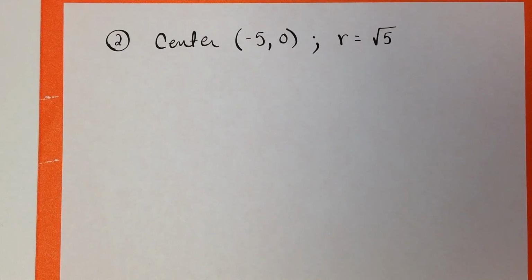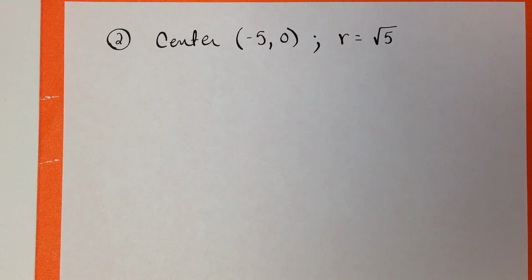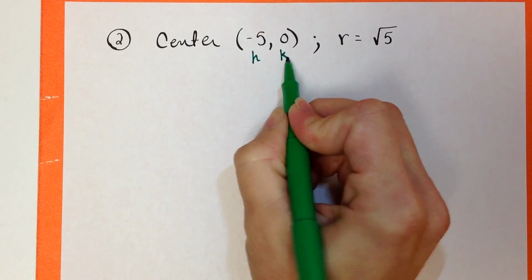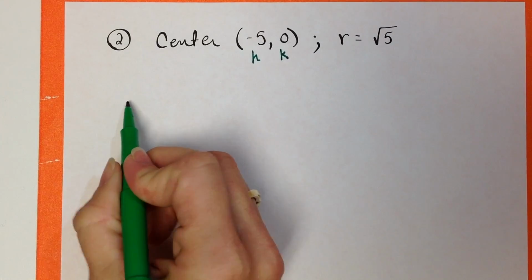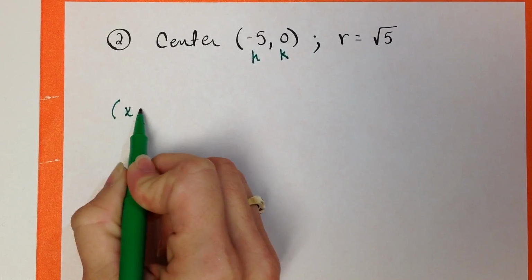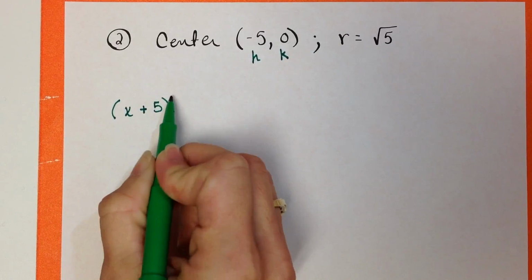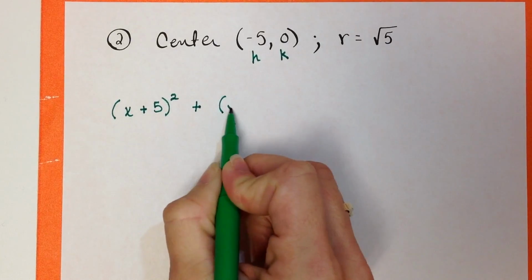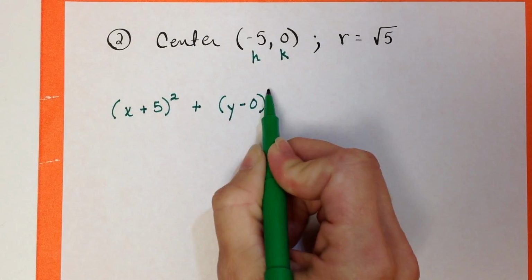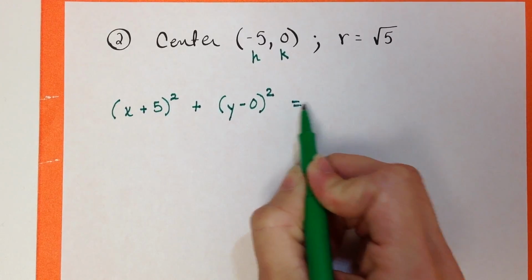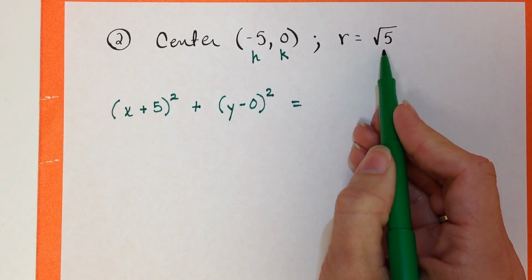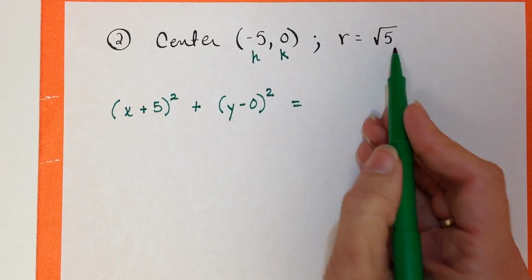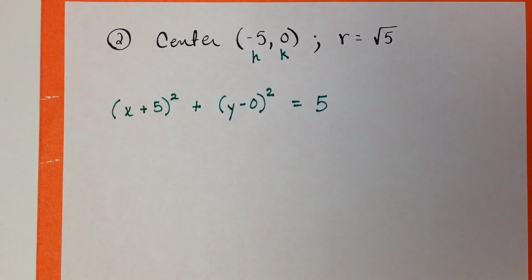This time our center is located at (-5, 0), and our radius is square root of 5. So again, this is h, and this is k. Okay, so I have x minus a negative 5. So again, this is going to change to addition, plus y minus k. That quantity squared is equal to r squared. So if r is square root of 5, then you have to square this. You square the square root of 5, you simply get 5.